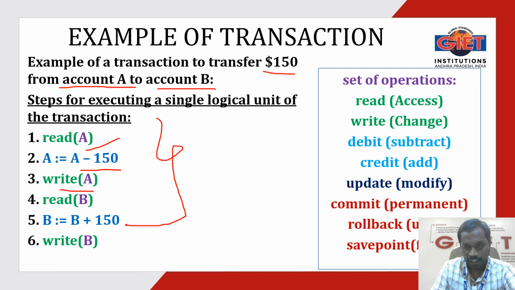Once the read and write operations and the update on account A are done, next you take account B. You read B, and the 150 that was debited from account A must be credited to account B.